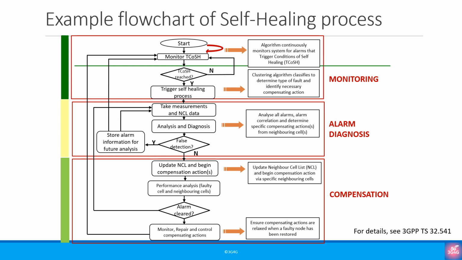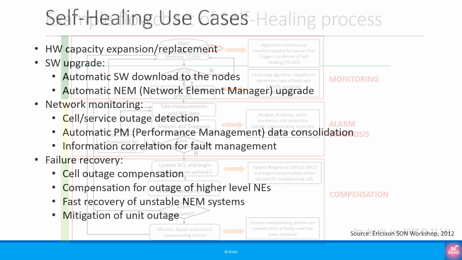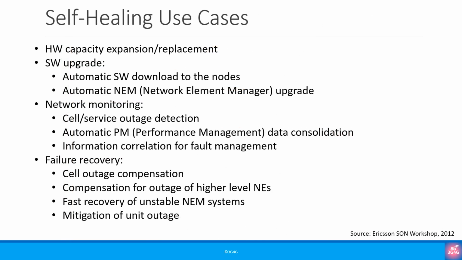This flowchart provides an example of how the self-healing process works. I'm not going to go through the details here, but if you are interested, please check 3GPP Technical Specification 32.541. That can give you more details on this. This is a basic list of self-healing use cases. A network would typically have a lot more use cases. Again, the implementation of these would be vendor dependent.